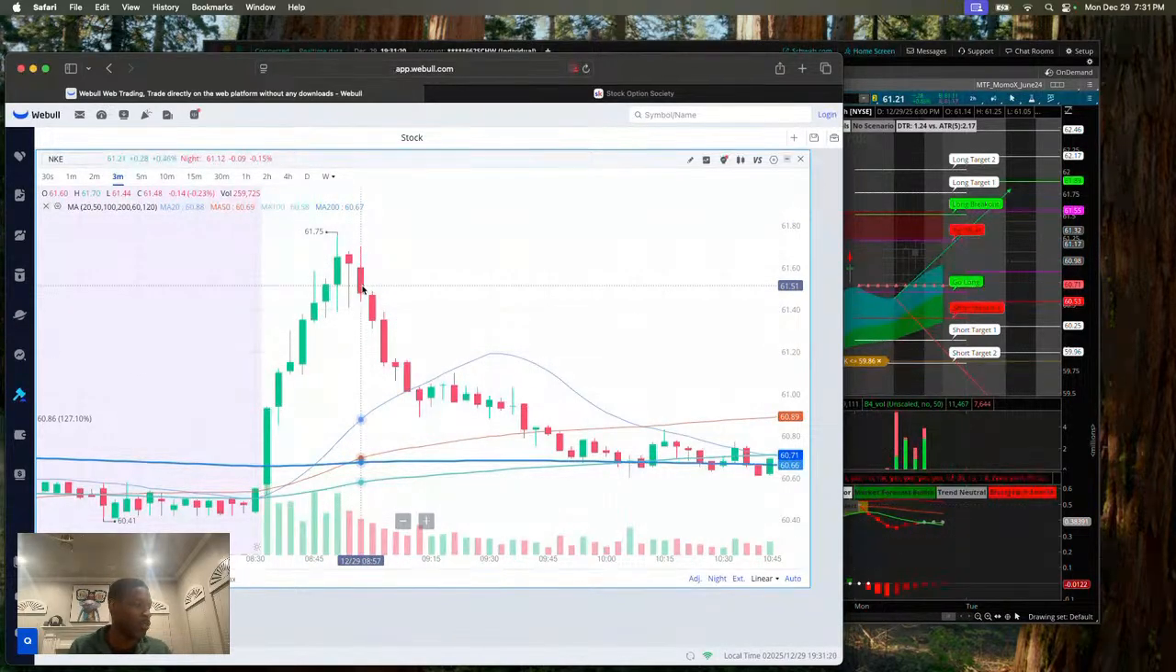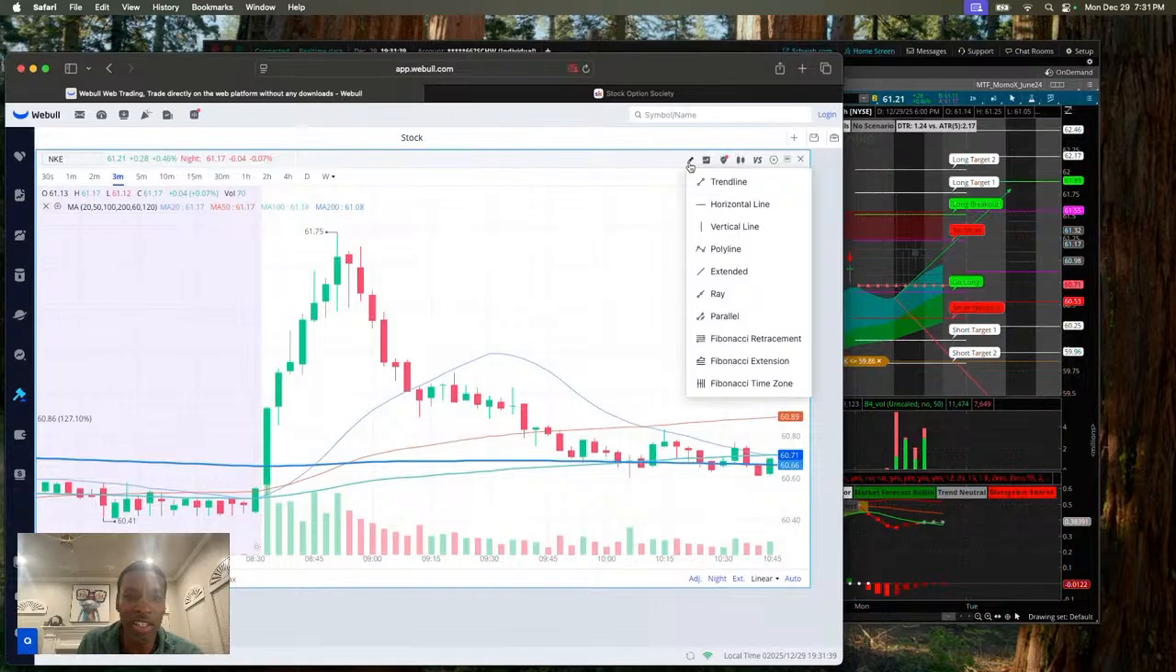So what you would be looking for is an opportunity for a pullback or a level that will hold so you can potentially buy in. So here's what I would do next. I basically would go on Webull, right? And I will get the Fibonacci retracement tool.